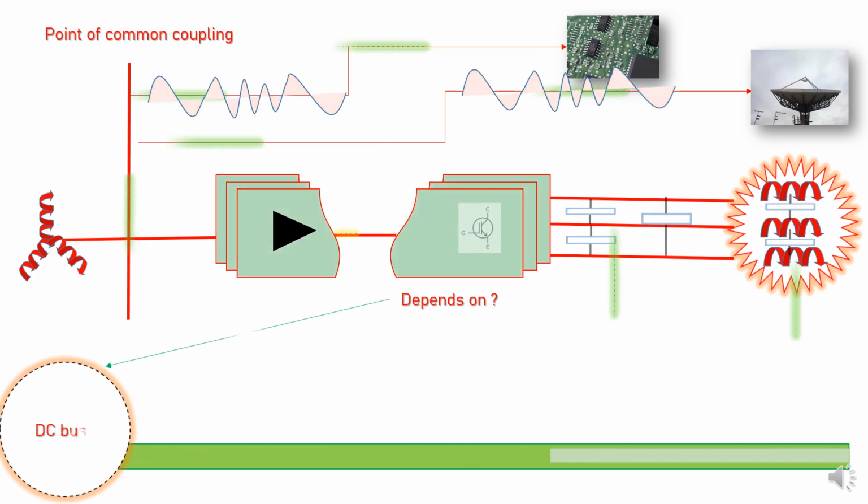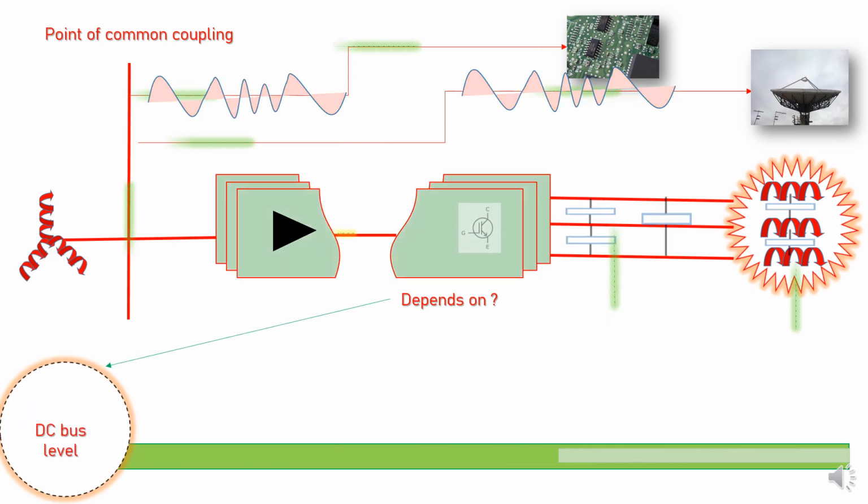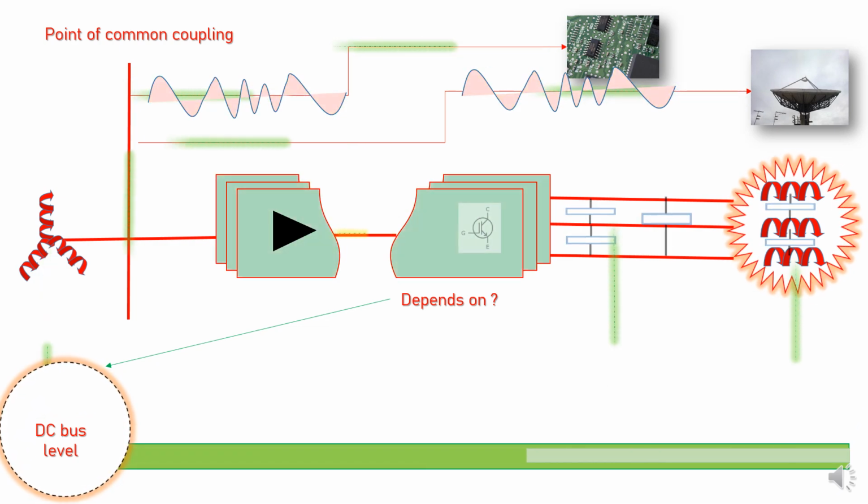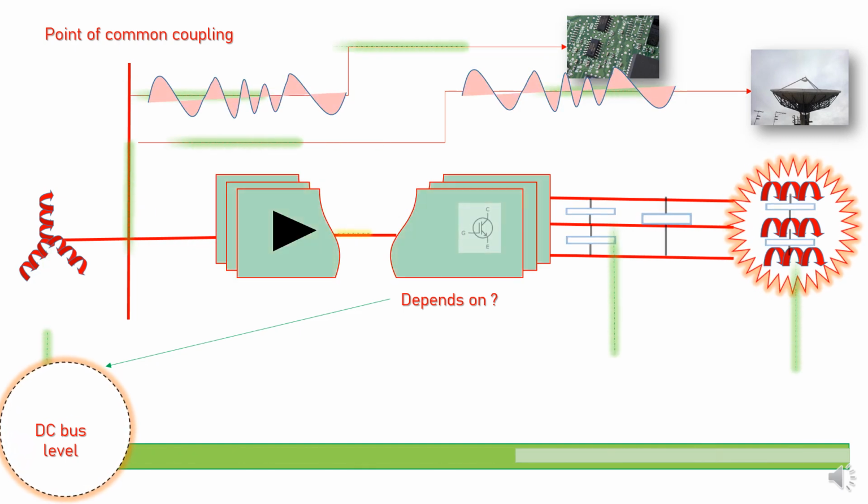The first parameter is nothing but our DC bus level. The magnitude of the leakage current is directly proportional to the DC bus level. With an increment in DC bus level, the I leakage will increase. The leakage current will increase.